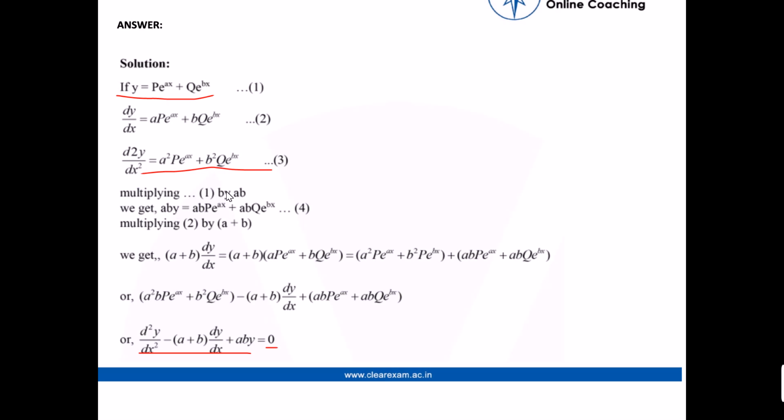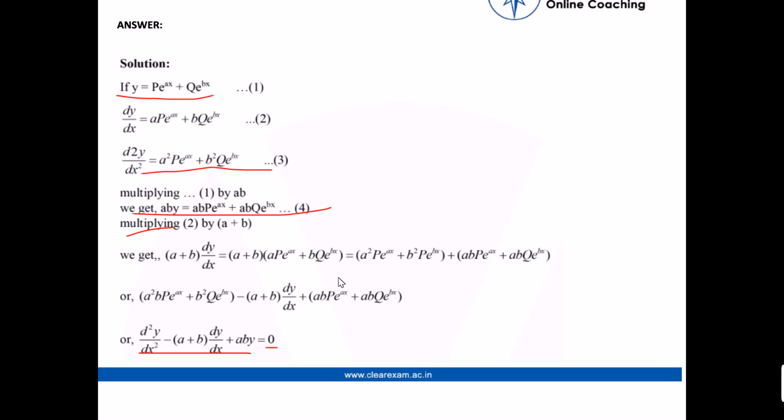Multiplying the first equation by ab, we get ab y equals ab p e^(ax) plus ab q e^(bx), which is our fourth equation. Multiply the second by (a plus b), we get (a plus b) dy/dx equals (a plus b) times (a p e^(ax) plus b q e^(bx)), which is equal to a² p e^(ax) plus b² q e^(bx) plus ab p e^(ax) plus ab q e^(bx).